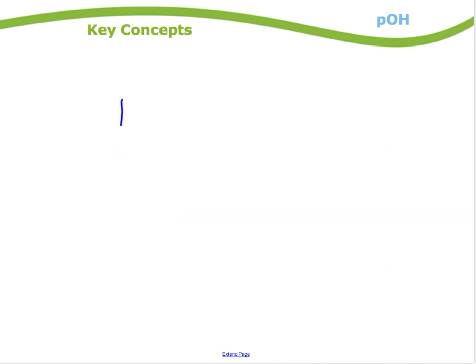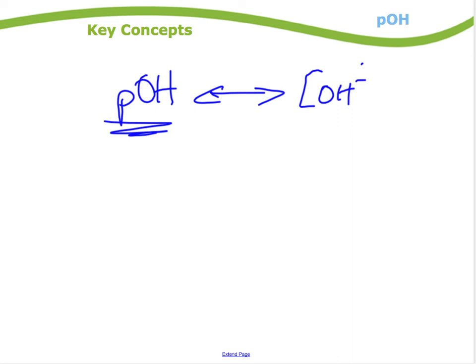Okay, so we went through in this scribblecast looking at pOHs and moving them from a pOH to a concentration of hydroxide ions and back and forth. Okay, hope that helps out with acids and bases.